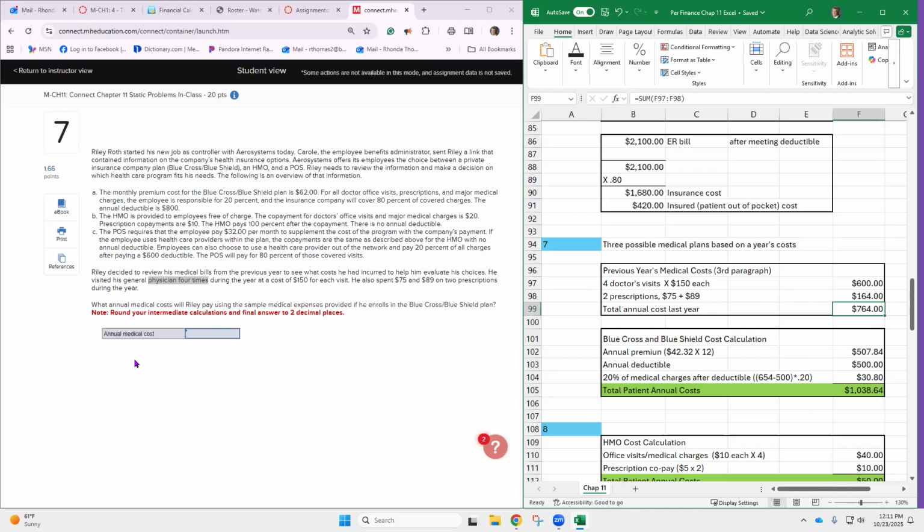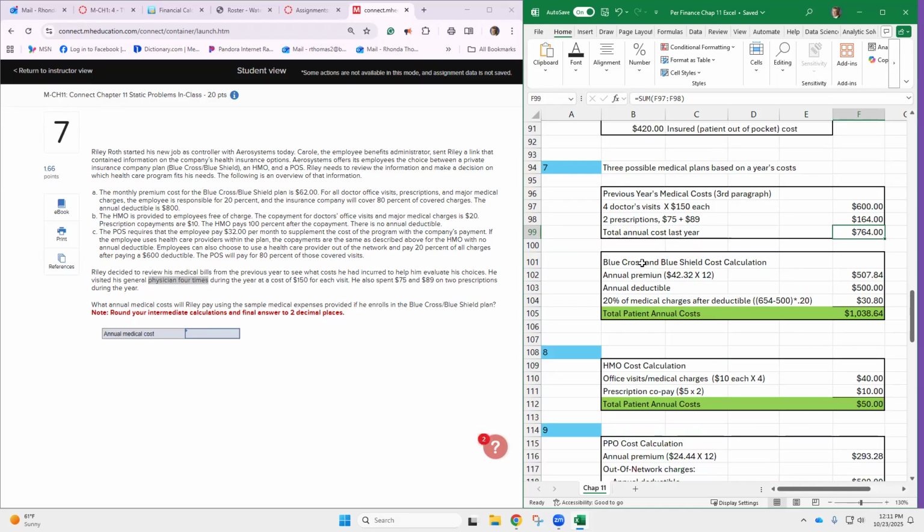Okay, now, no, that's not what they're asking. What they want to know now is if he picks this Blue Cross and Blue Shield plan, what will be his annual cost? So are you ready now? Okay. So I put Blue Cross and Blue Shield. Now let's find the particulars.